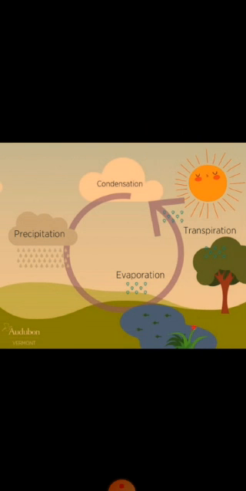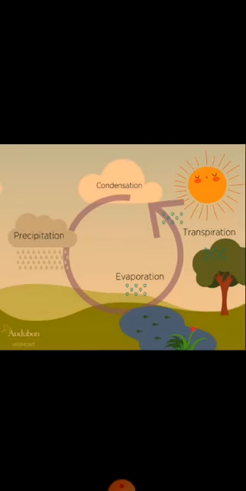As you can see in this picture, when the sun heats up the water in the ocean, this water evaporates. These water vapors go higher in the atmosphere, and there the vapors change into liquid. This is called condensation. When these droplets of water join together and become heavier, they come again on the earth in the form of rain. So this is called the water cycle.